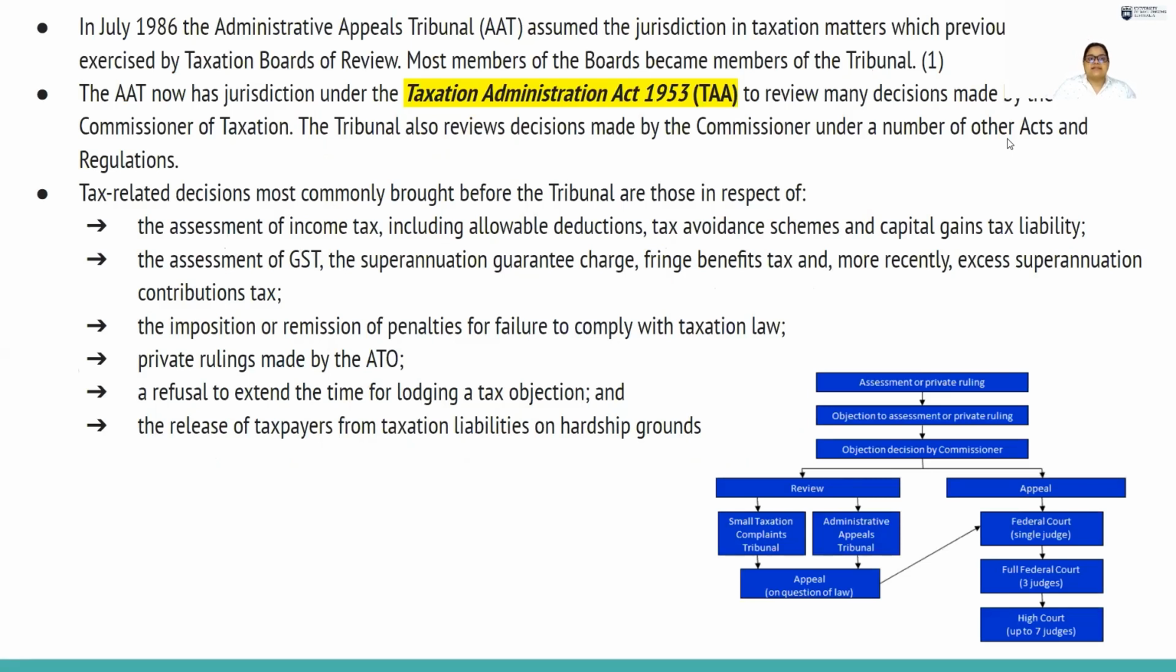In July 1986, the Administrative Appeals Tribunal, AAT, assumed the jurisdiction in taxation matters which previously had been exercised by the Taxation Board of Review. Most members of the board became members of the tribunal. The AAT now has jurisdiction under the Taxation Administration Act 1953 to review many decisions made by the Commissioner of Taxation. Tax-related decisions most commonly brought before the tribunal are those in respect of the assessment of income tax, the assessment of GST, the imposition or remission of penalties, private rulings made by the ATO, a refusal to extend the time for lodging a tax objection, and the release of a taxpayer from tax liabilities on hardship grounds.